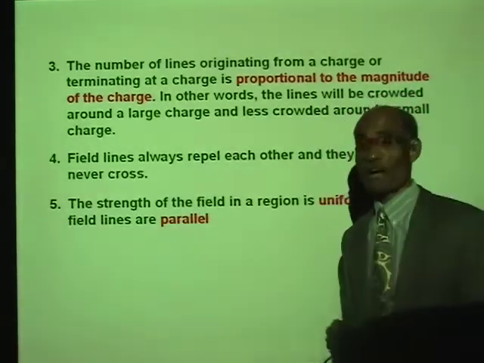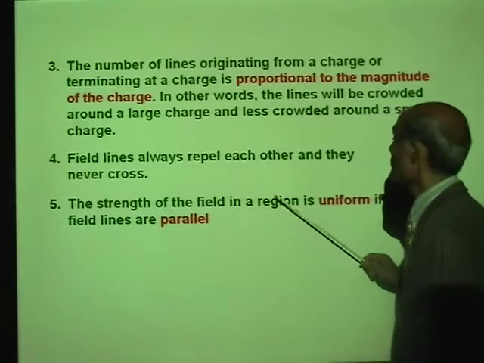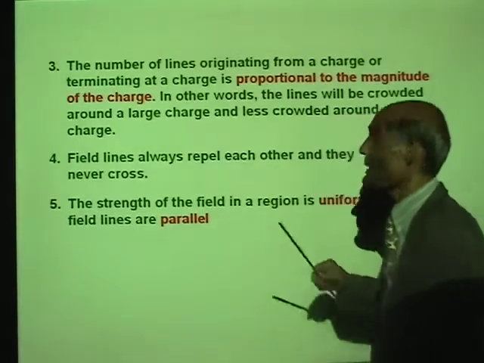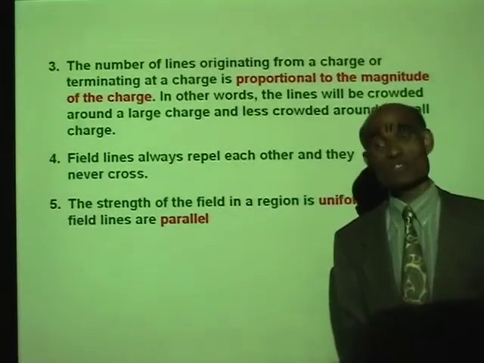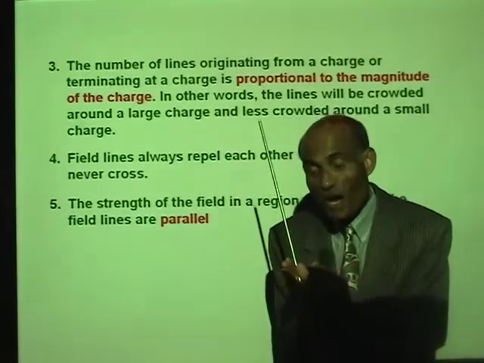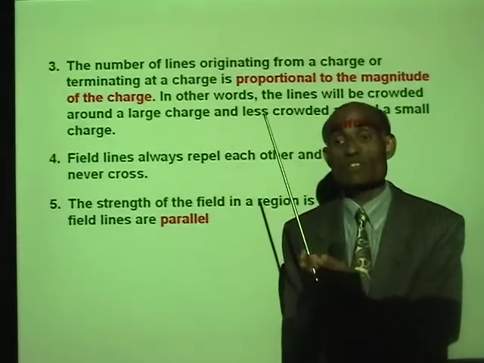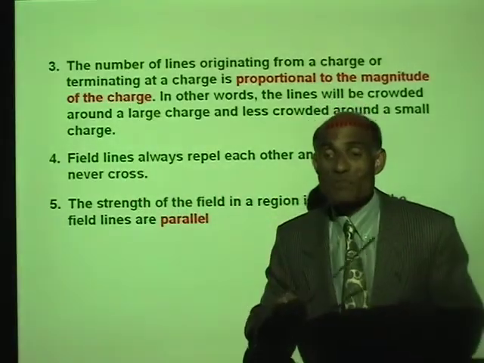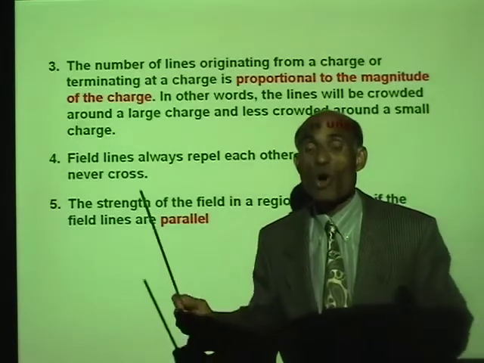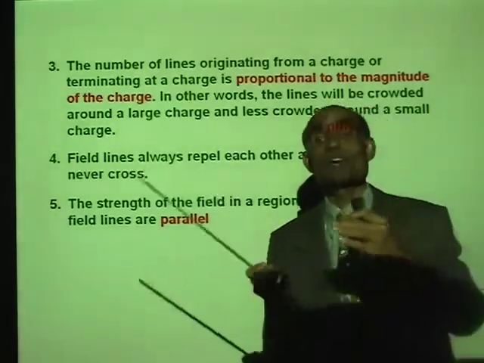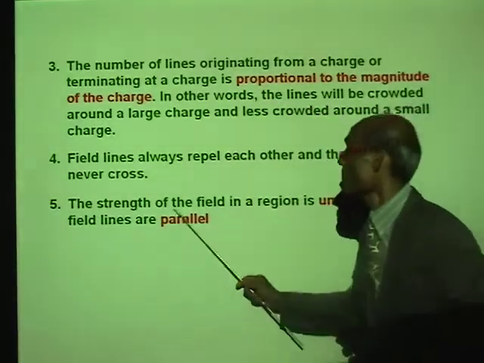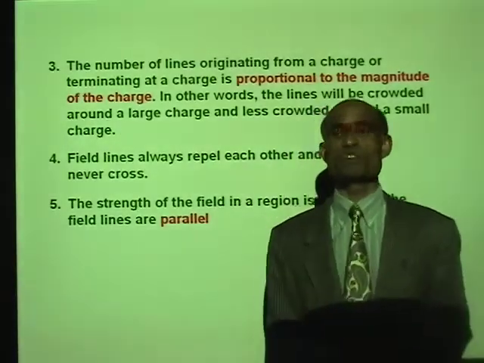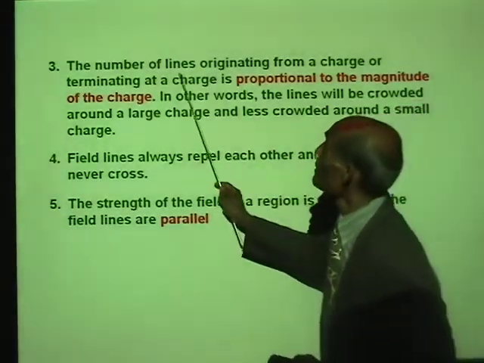Now, property number 5. The strength of the electric field in a region is uniform if the field lines are parallel. Well, that makes sense. Where the lines are crowded, the field is greater than where the lines are farther apart. Well, what happens if the lines are equally spaced all over? It means the field strength is uniform. So parallel field lines indicate that the field strength is uniform. Now let me go back to this.